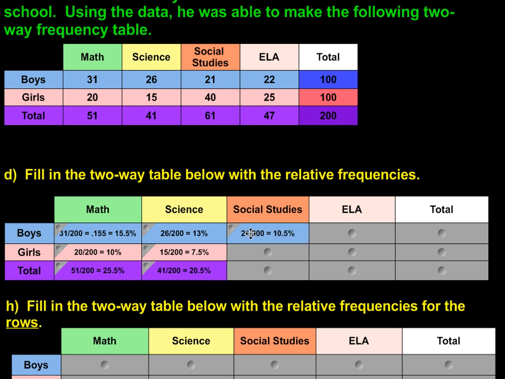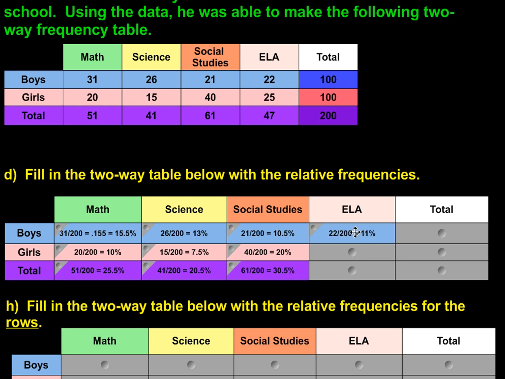Social studies, 21 divided by 200 is going to give us 10.5%. For girls, it was 40 divided by 200, which gives us 20%. For the total, it was 61 divided by 200, which gets us 30.5%.